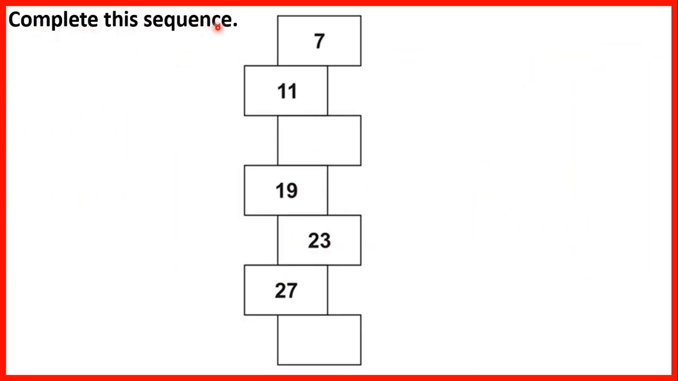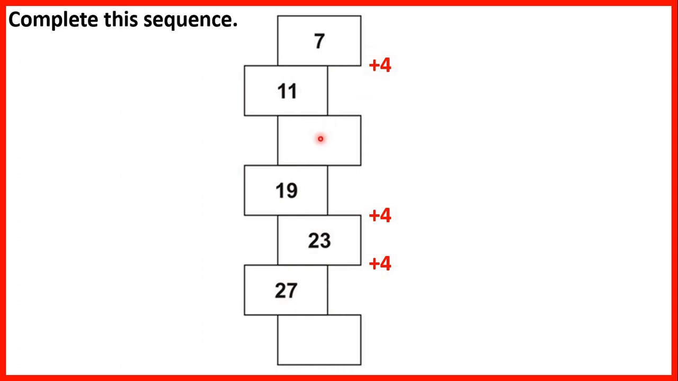Complete this sequence. So at the start we have 7 and then 11. So how do we get to 11 from 7? Well, 7 plus 4 is 11, and then if we look at the other numbers they've given us, 19 plus 4 is 23, and 23 plus 4 is 27. So we can say that the rule for this sequence is plus 4.